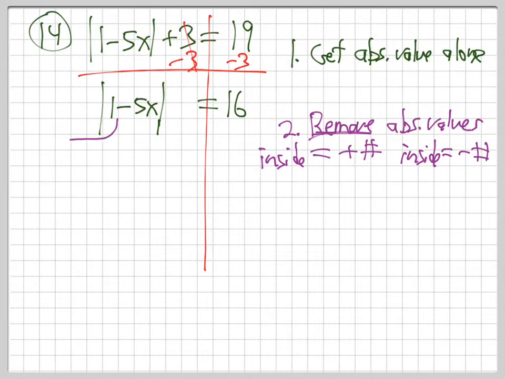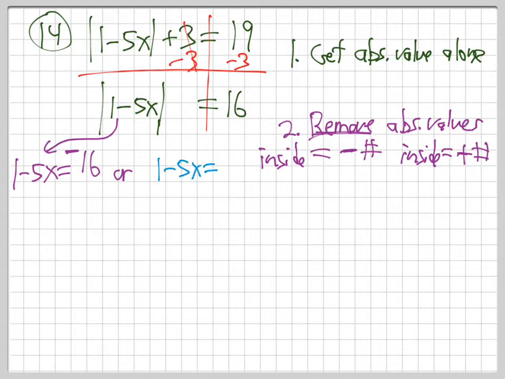So I'll just take this inside out and I'll say, okay, inside can be negative 16 or... why don't we do the negative one first? It's something we're going to do probably not till next week, but it'd be a good habit to get in. We'll just do the negative first. It doesn't technically matter, but it might make life easier for us. Or 1 minus 5x is positive 16.